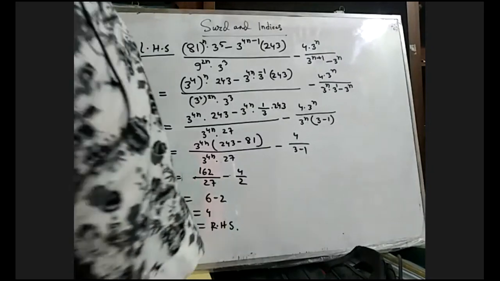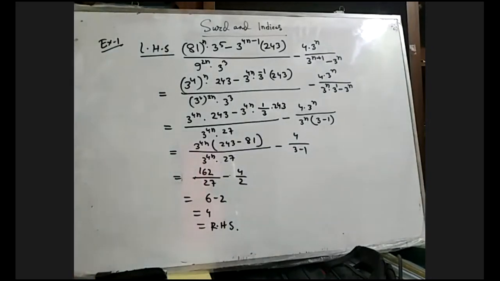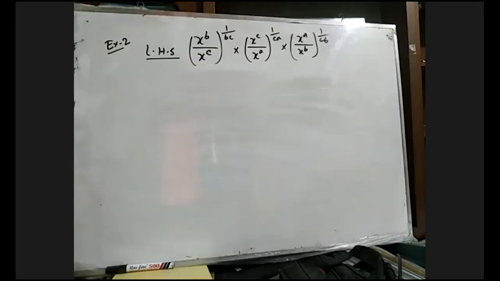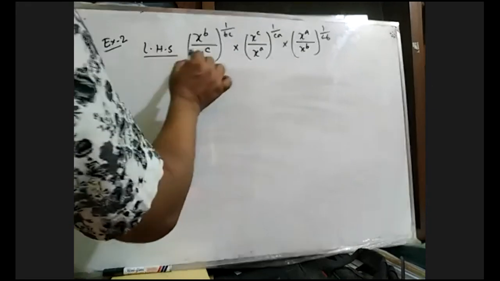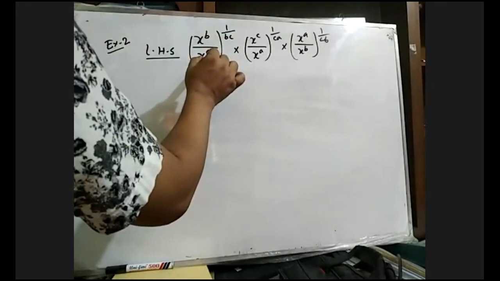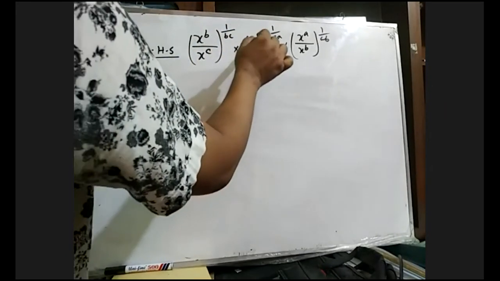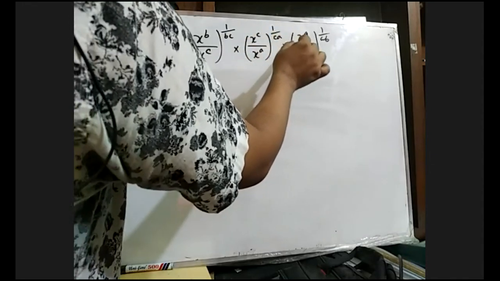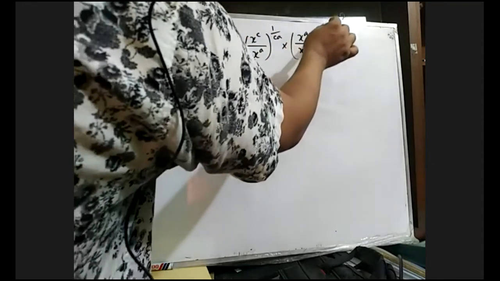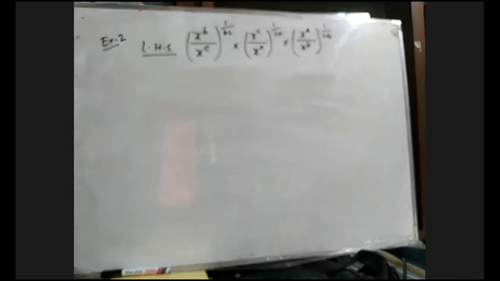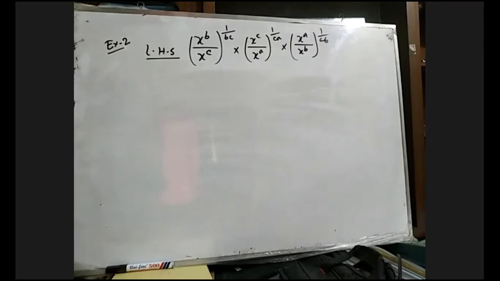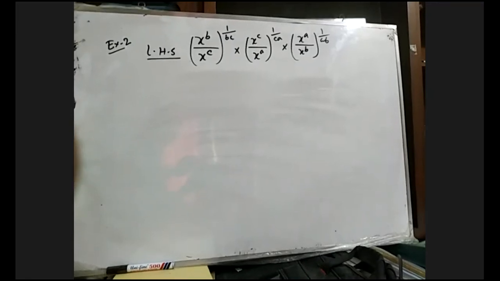And this is the right hand side of the first problem. Now example 2. We have to prove that x to the power b, divided by x to the power c, into 1 by bc, x to the power c divided by x to the power a, 1 by ca, x to the power a divided by x to the power b, into 1 by ab, equals 1. We have to prove that this equals 1.